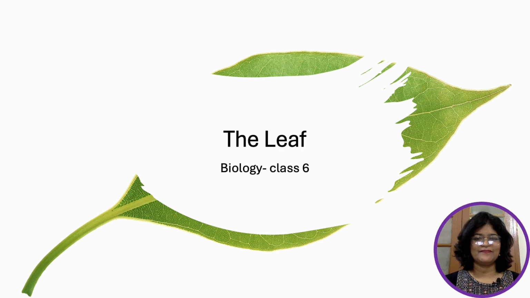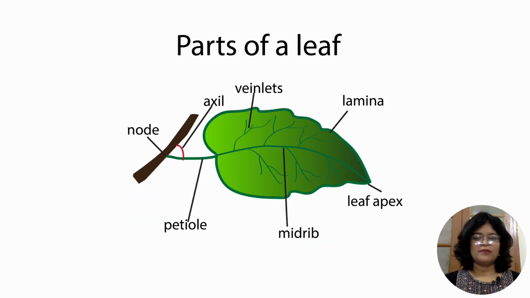The leaf. The parts of a leaf. The leaf blade is called the lamina and it has the pigment called chlorophyll, which is necessary for photosynthesis. The central part of the lamina has the biggest vein called the midrib. From it emerge veins on the side and then veinlets.